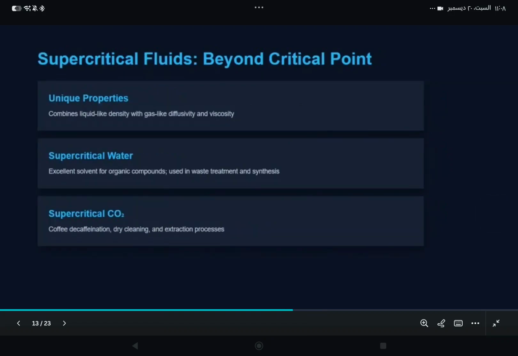Now we'll talk about supercritical fluids. As I said, it's beyond the critical point. Unique properties: they combine liquid-like density with gas-like diffusivity and viscosity, and are an excellent solvent for organic compounds, used in waste treatment and synthesis, decaffeination, dry cleaning, and extraction processes.